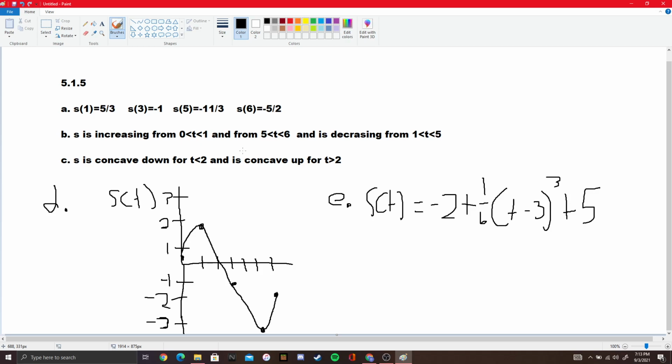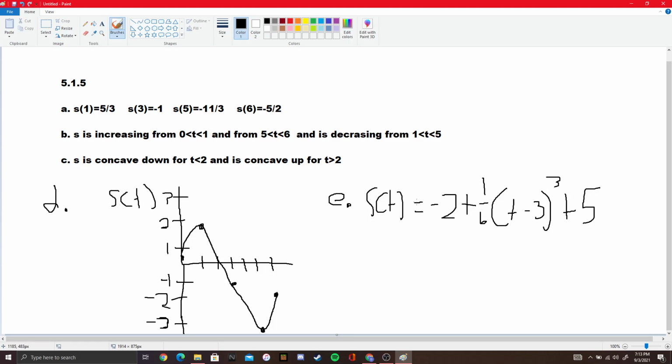And for C, we're asked to find the concavity. It is concave down when t is less than 2, because if you look at the graph, it has a negative slope, and it is concave up when t is greater than 2, because it is then increasing from that slope. And then D says, with the information we got from A, just to graph it. So we're graphing it down here like this, all nice and pretty.